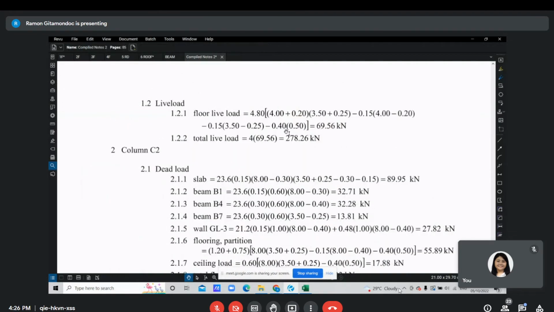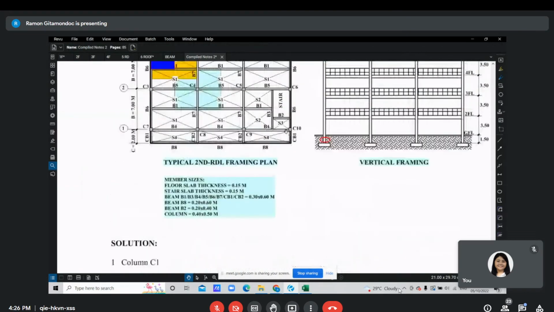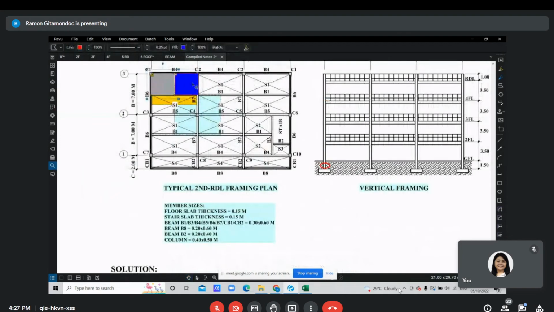So that's it. Then for column C2, a similar procedure will be applied to its tributary area. All that is included within the tributary area will be accounted for. Just take the inventory: half of B4, 1/4 of B1 on this side, 1/4 of B1 on the other side, half of S4, half of S1, half of B7, and the entire column C2.